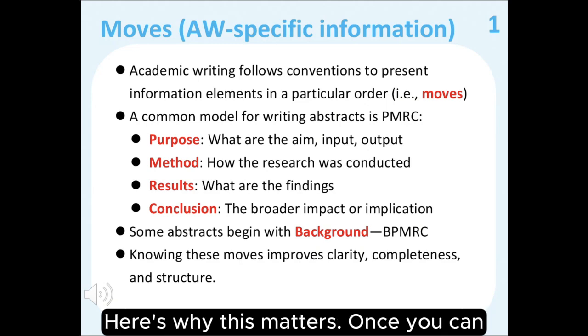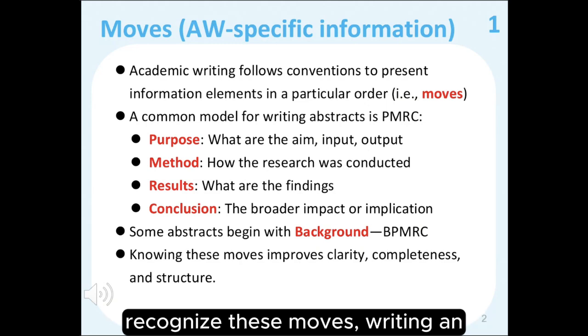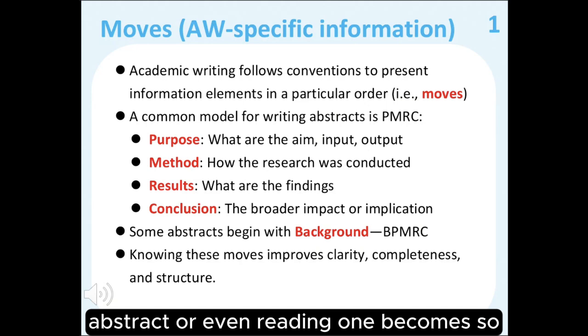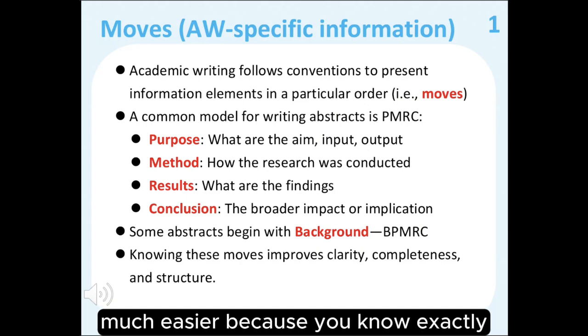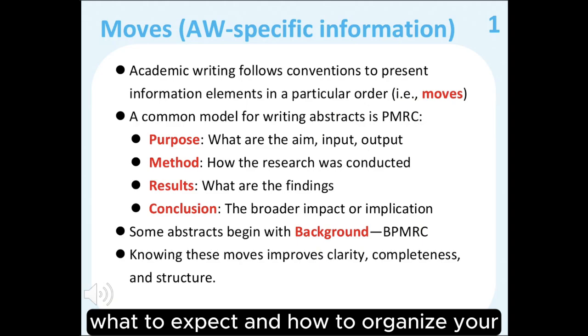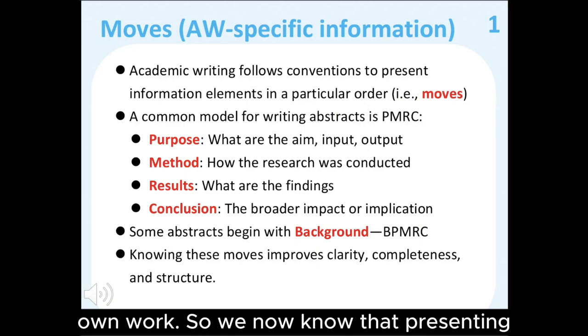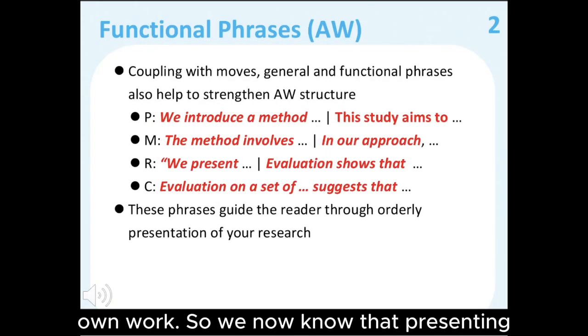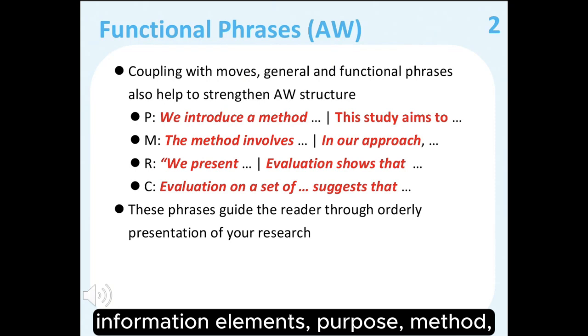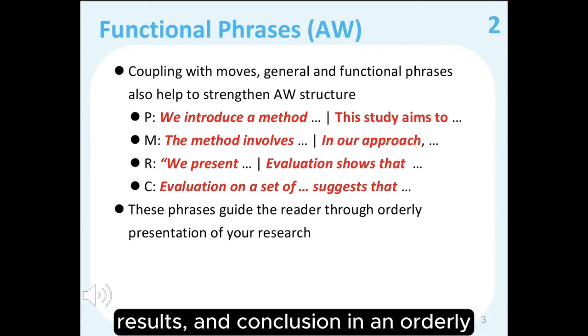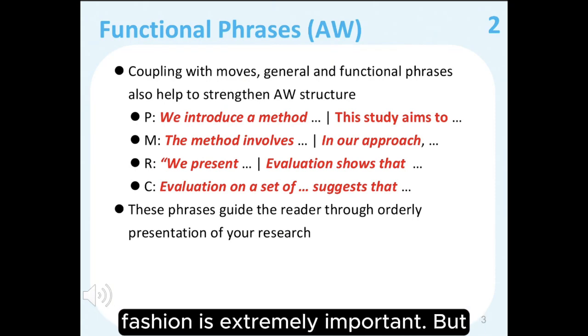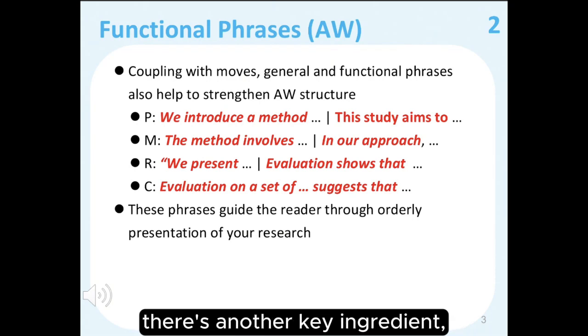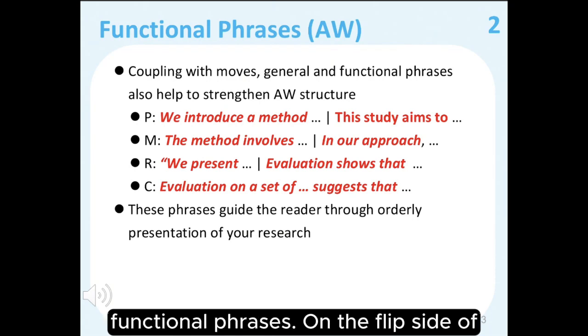Here's why this matters. Once you can recognize these moves, writing an abstract or even reading one becomes so much easier because you know exactly what to expect and how to organize your own work. So we now know that presenting information elements, purpose, method, results, and conclusion in an orderly fashion is extremely important. But there's another key ingredient, functional phrases.